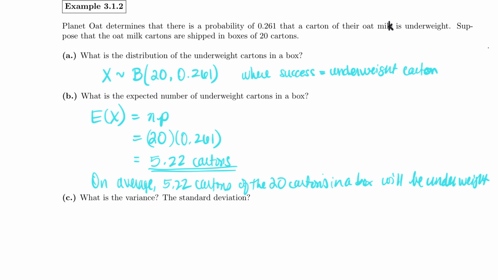Well, this is 26%. That's roughly a quarter. So a quarter of 20 is 5. So we're a little bit over a quarter. So this actually makes a lot of sense that it would be a little more than 5 cartons.